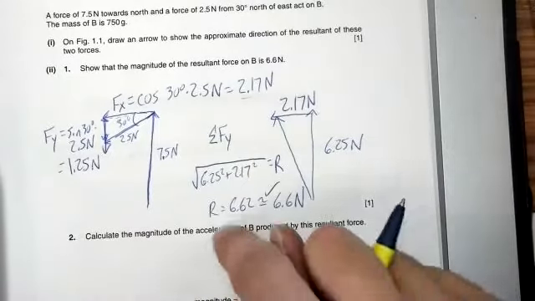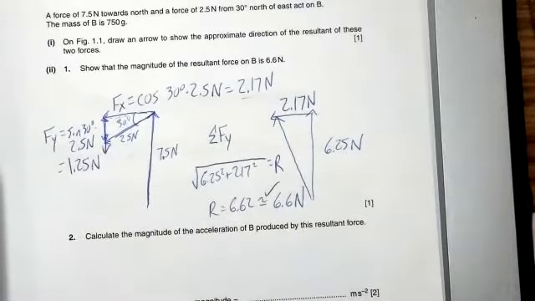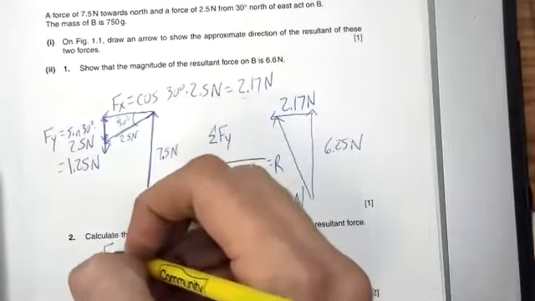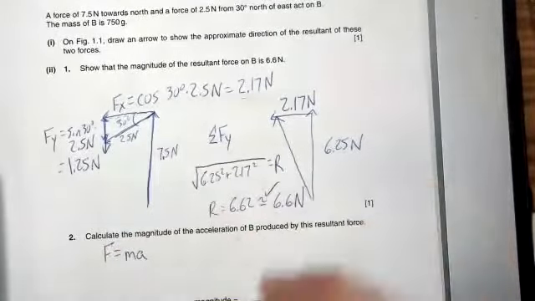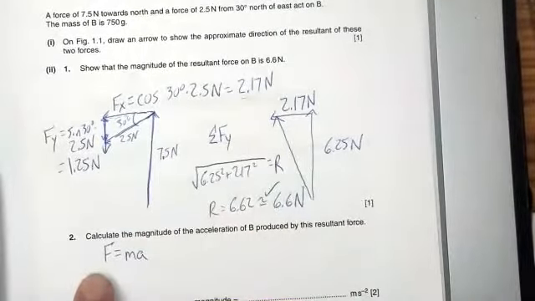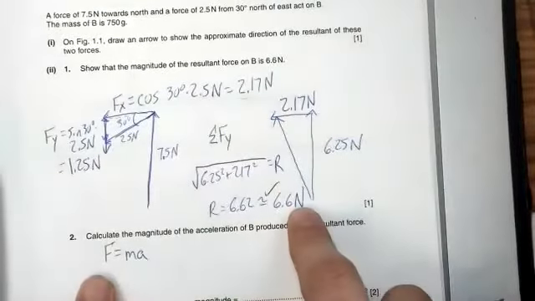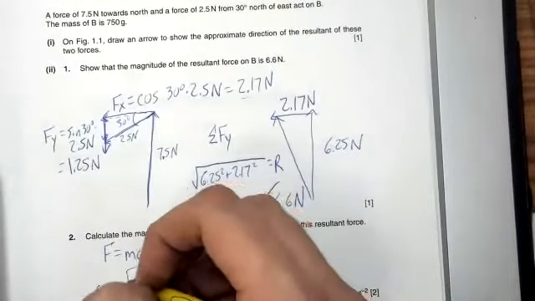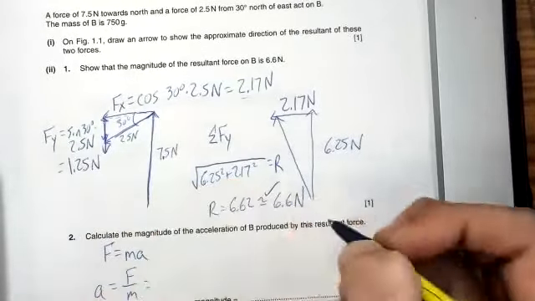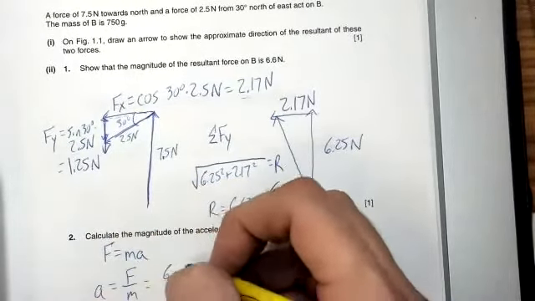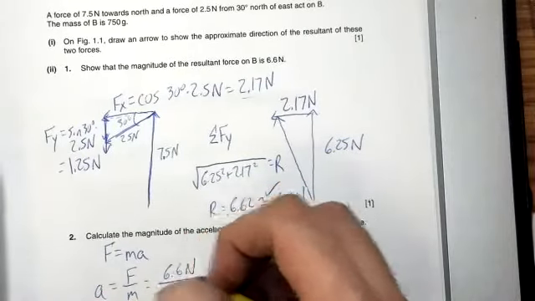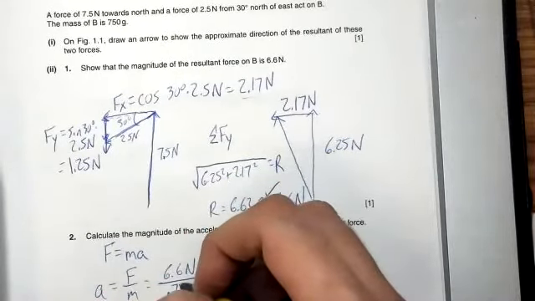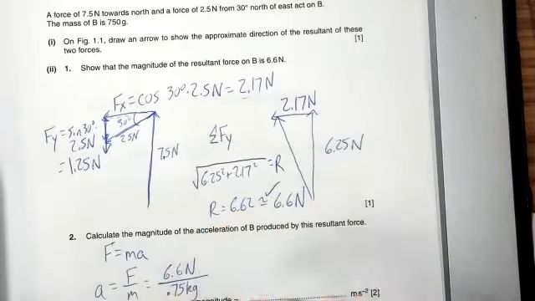To calculate the magnitude of the acceleration of B, we use Newton's second law. Force equals mass times acceleration, where the force is the net force. We know the net force is 6.6, so we can solve for the acceleration as the force divided by the mass. The force is 6.6 newtons. The mass is 0.75 kilograms.